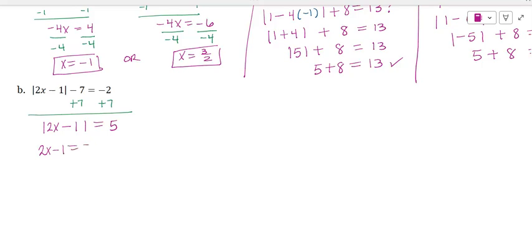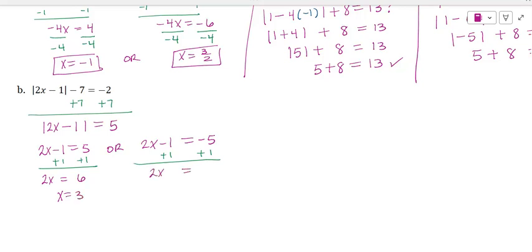2x minus 1 is equal to +5, or 2x minus 1 is equal to -5. Both of these examples ended up having 5s in them. Let's add 1 to both sides. I'm just doing both of these equations at the same time here. So 2x is equal to 6, or x is equal to 3 is one of our possible answers. And then 2x is equal to negative 4. X is equal to negative 2. So we think that these are our two solutions.